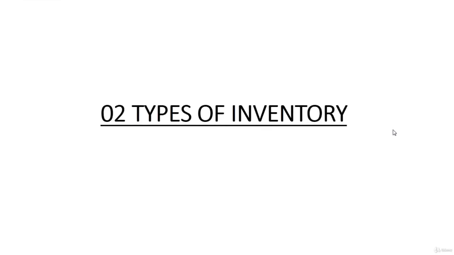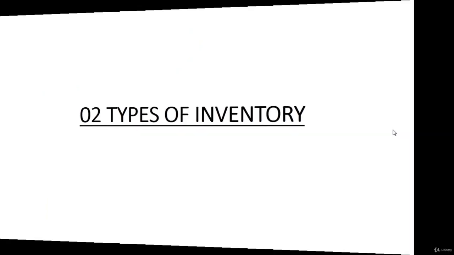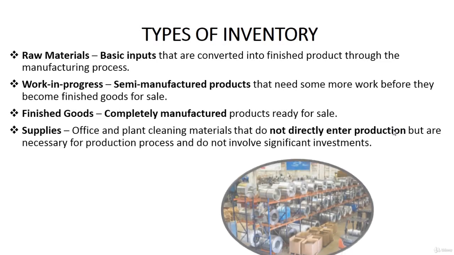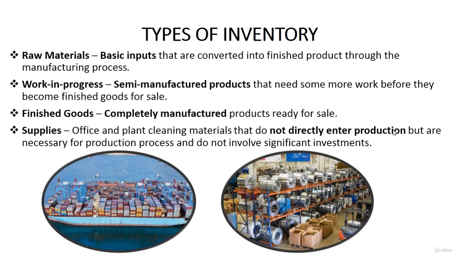Now we are going to look at the second part, the types of inventory. There are four major types of inventory. Those are raw materials, work in progress, finished goods and supplies. Raw materials are the basic inputs that are converted into finished product through the manufacturing process. If you look at the garment factory, the basic input is fabric. So the fabric is raw material.